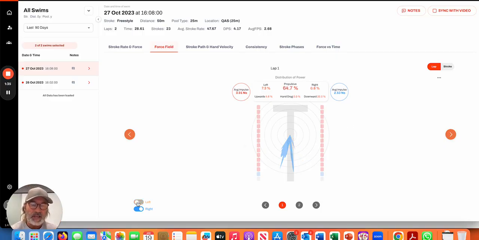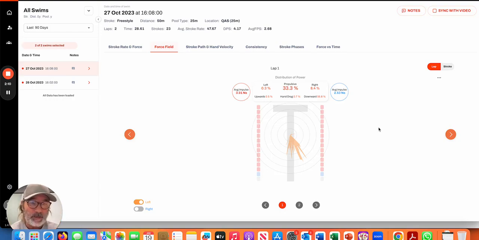So if we turn the left hand off, what we see is the propulsion shoots up to almost 65%, and the downward drops right down to 22. Then if we turn the right off and look at the left, now we see the left is right down at 33. So that left hand is almost half as propulsive as the right hand in terms of time and energy spent in the propulsive phase, because he's getting up near 60% of his energy on his left hand pushing downward.